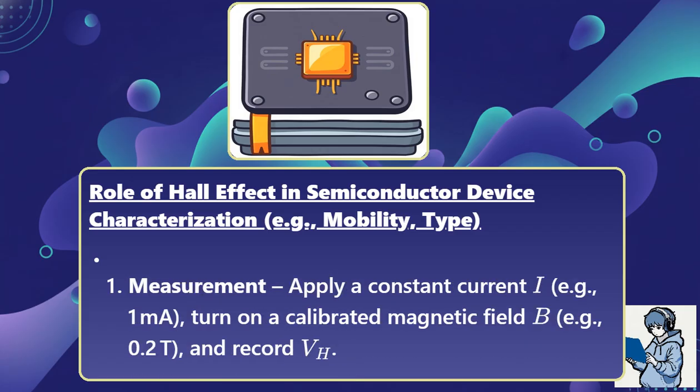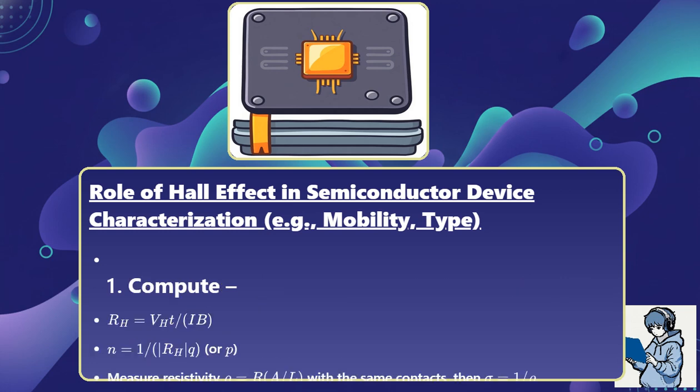Step 3. Measurement. Apply a constant current I, for example 1 mA, turn on a calibrated magnetic field B, for example 0.2 Tesla, and record V_H. Step 4. Compute. First calculate R_H = V_H times t divided by I times B. Then calculate n = 1 divided by |R_H| times q, or p. Measure resistivity, rho = R times A over L, with the same contacts. Then sigma = 1 over rho. Finally mu = sigma divided by q times n.